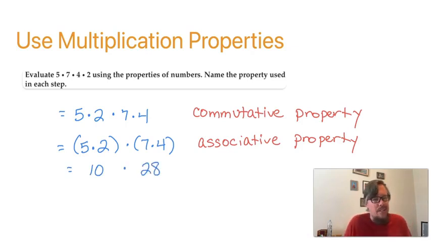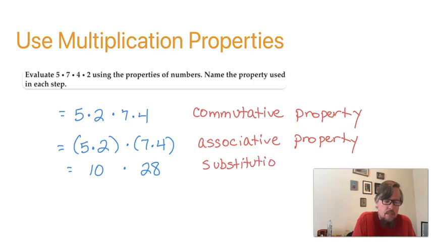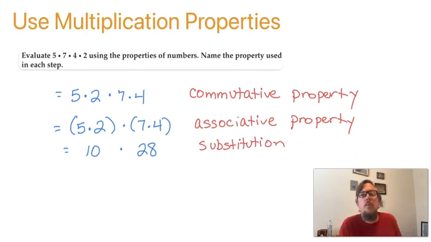What allows us to replace 5 times 2 with 10 and 7 times 4 with 28? That's called substitution. Substitution is when you replace one number or numbers with something else, substituting. And then the last thing we do is 10 times 28. 10 times 28 is a really easy multiplication problem to do.